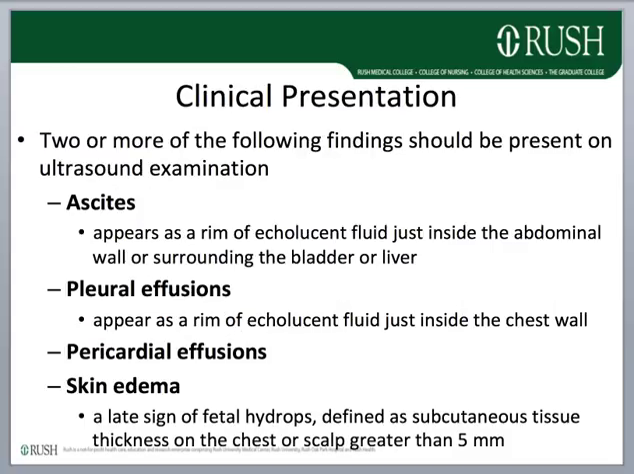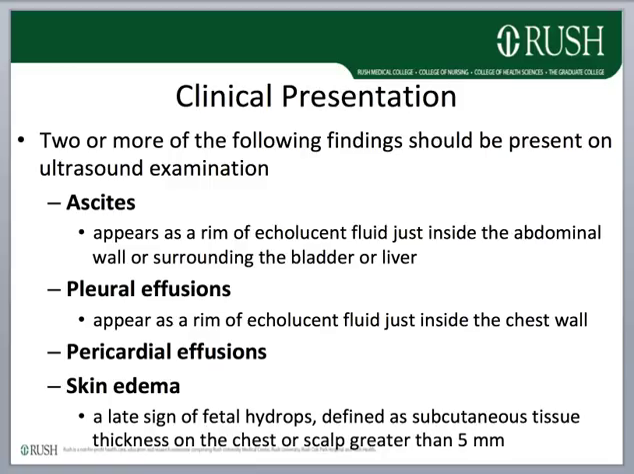Fetal hydrops is defined by the fetal findings. Two or more of the following findings should be present on ultrasound examination. Ascites. In its earliest stage, fetal ascites appears as a rim of echolucent fluid just inside the abdominal wall, or surrounding the bladder or liver. If there is a large amount of ascites, the bowel may be compressed.